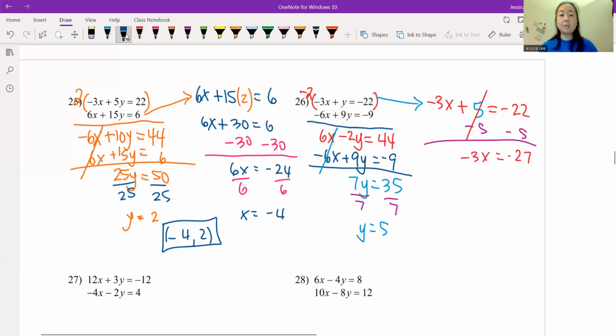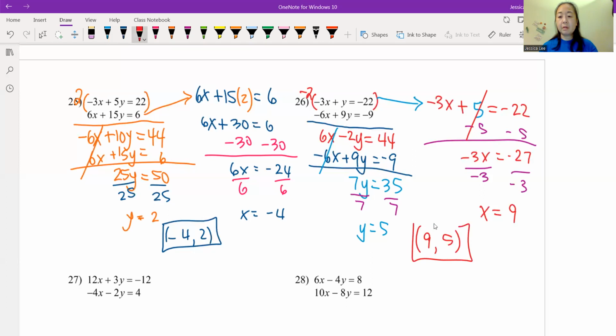And then how do we get rid of that other stuff? Yes, divide by negative 3. I like colors. They're so much prettier now. And so x is equal to 9. So x is 9, y is 5. That's the point where they meet.